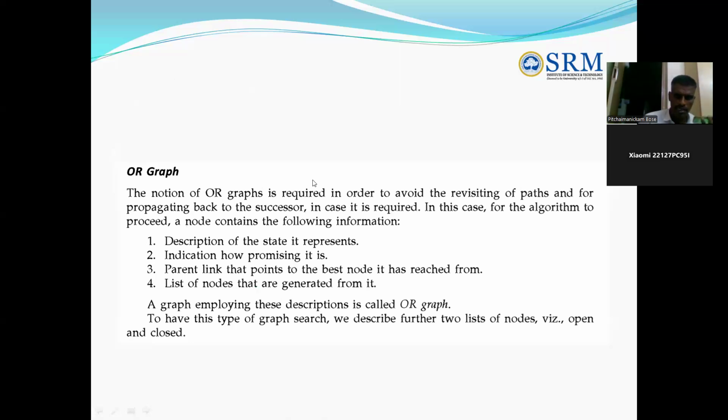First is the description of the states. If required, an indication of how promising it is. Another thing is the parent link that points to the best node it has been reached from, and the list of nodes that are generated from it. These are the four pieces of information required for solving in the R graph. A graph employing this description is called an R graph. You just note it down.